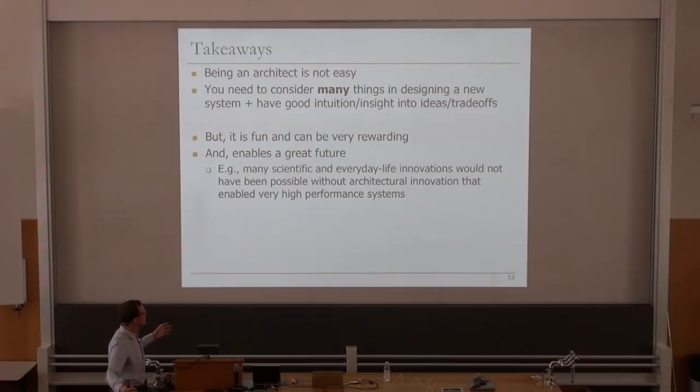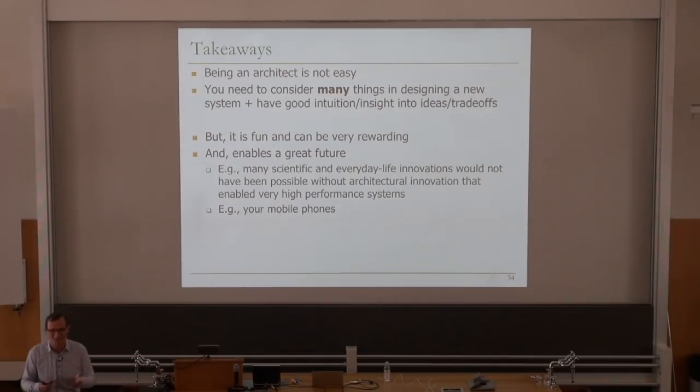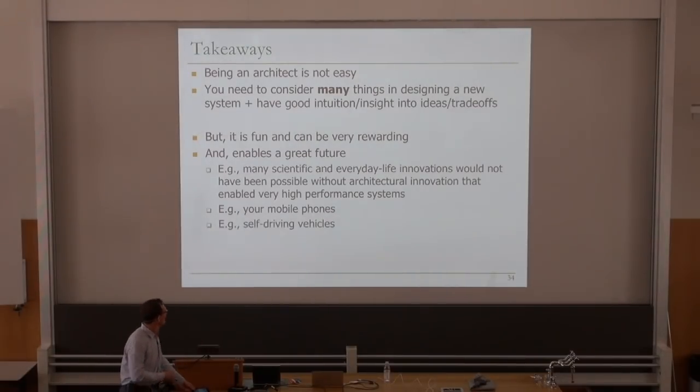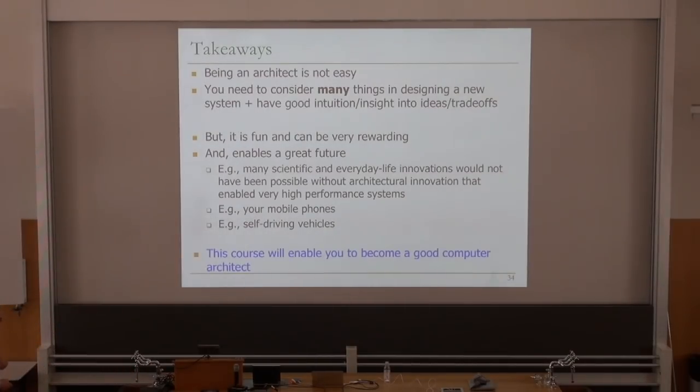There are many, many innovations that enabled them, but architectural innovation was at the center of it also. Mobile phones, for example, are actually one of the nice pieces of architecture that we have today. Maybe not the best, because you could always imagine better, right? If you're the dreamer, this is not nice. But if you go back 20 years ago, some dreamers enabled this. Self-driving vehicles, people are trying to enable it. And there are many, many more things over here. Hopefully, this course will enable you to become a good computer architect if you do it well.